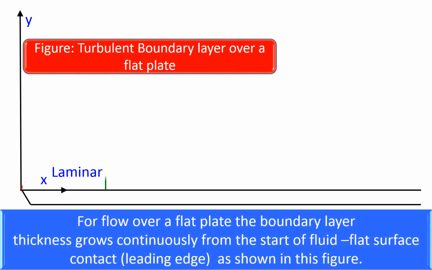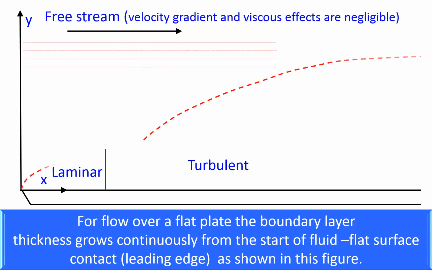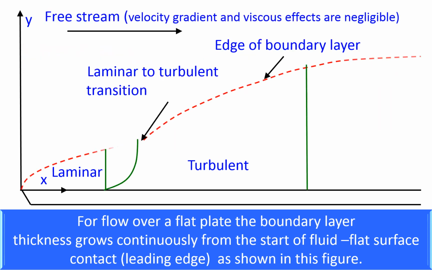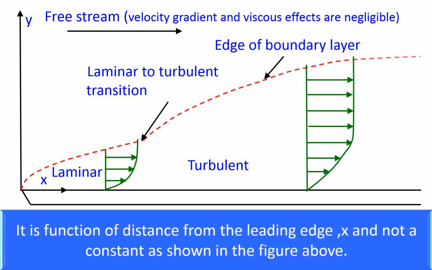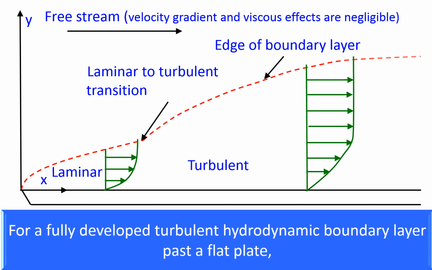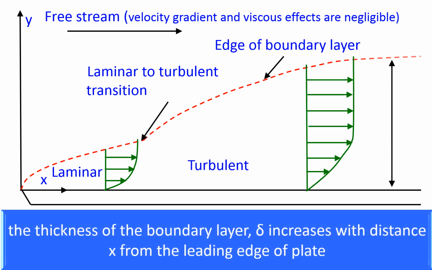For flow over a flat plate, the boundary layer thickness grows continuously from the start of fluid plate surface contact, that is a leading edge, along the free stream flow direction as shown in this figure. It is a function of a distance from the leading edge x and not a constant as shown in this figure above. For a fully developed turbulent hydrodynamic boundary layer past a flat plate, the thickness of the boundary layer delta increases with distance x from the leading edge of the plate.